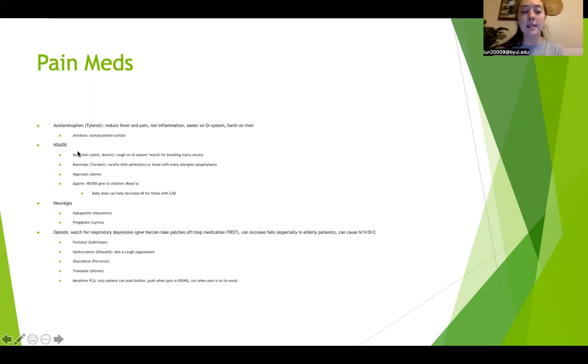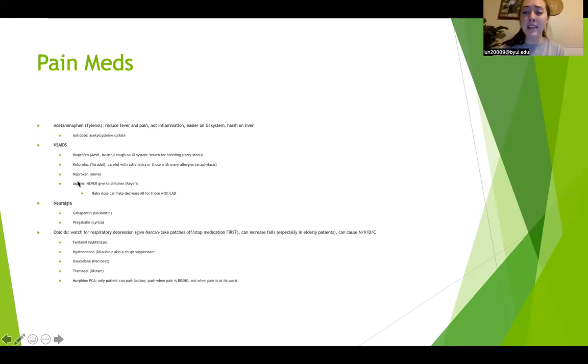And then NSAIDs include ibuprofen, ketorolac or Toradol, naproxen, and aspirin. So ibuprofen, Advil, or Motrin can be rough on the GI system. Watch for bleeding, like tarry stool or bloody vomit. Toradol, careful with asthmatics or those with a ton of allergies because it can cause anaphylaxis.